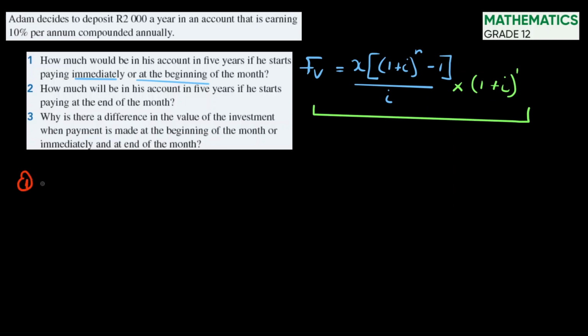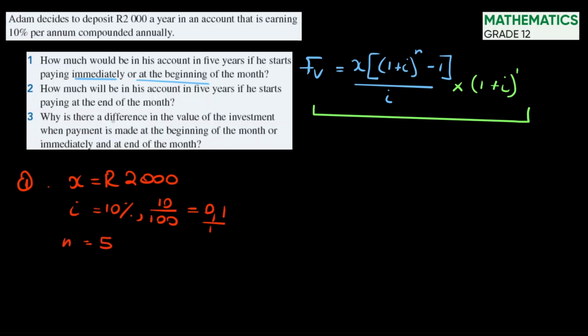So let's go ahead and answer our question. We know that our consistent fixed payments per year are 2,000. We know that our interest is 10% compounded annually, so it will be 10 over 100, which is 0.1. Since it's annual, it's just going to be divided by 1. And they're asking us how much will be in the account in 5 years, so n will be 5. So we can go ahead and calculate what the future value will be.